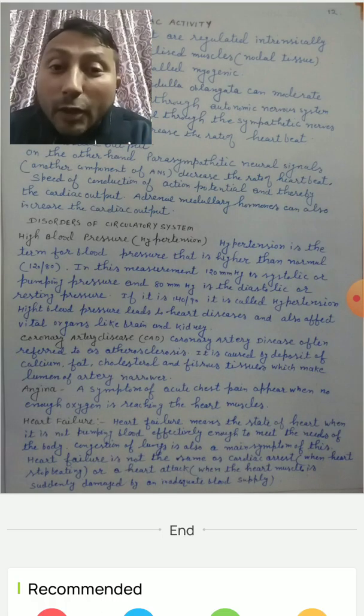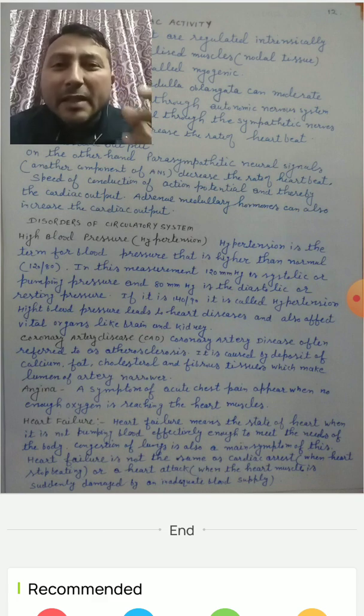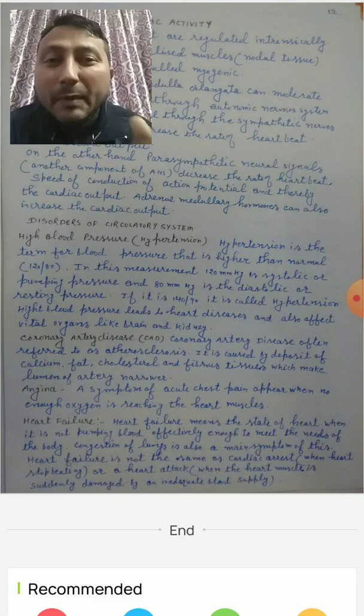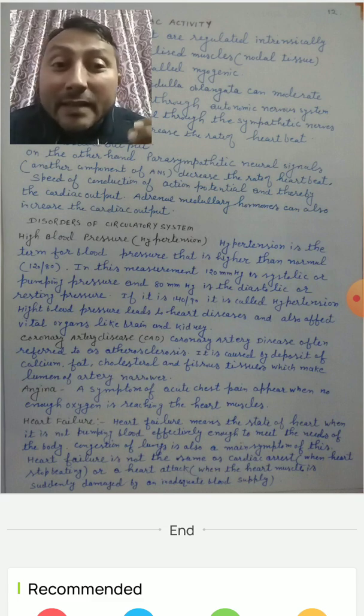When we talk about disorders, high blood pressure, generally we say the person is suffering from high blood pressure. People say the BP has increased. So what does it mean when BP increases? Hypertension is a term for blood pressure that is higher than the normal value of 120 over 80 mm of Hg. If it becomes 140 over 90, then we say high blood pressure. When it becomes less than 100 and less than 70, then we say it is low blood pressure.